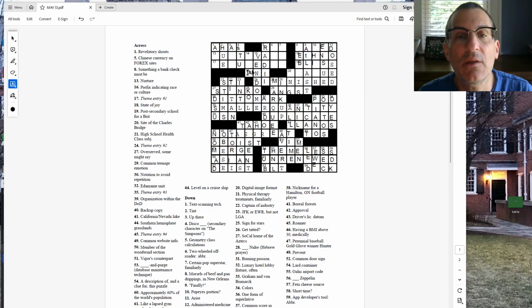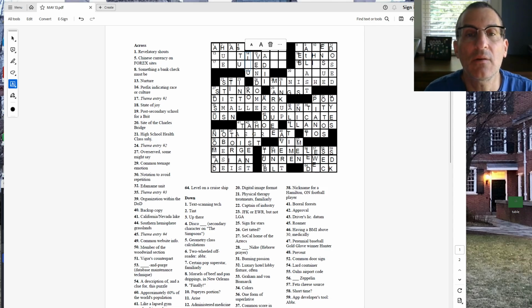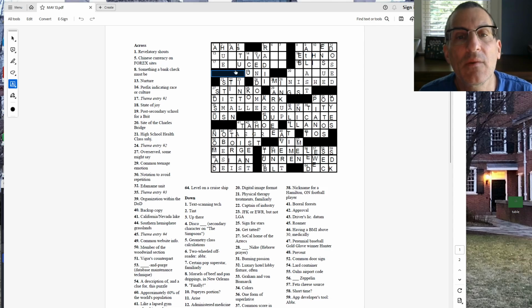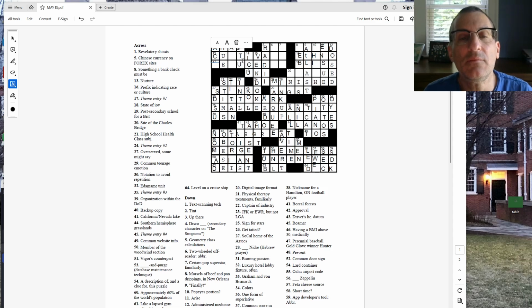Post-secondary school is uni. Yep, that's fine. 14 down. Post-ER area should be the ICU. And it is the ICU. Nurture, cultivate. Okay, we can go across like this. Cultivate. Theme entry one, probably reduced.